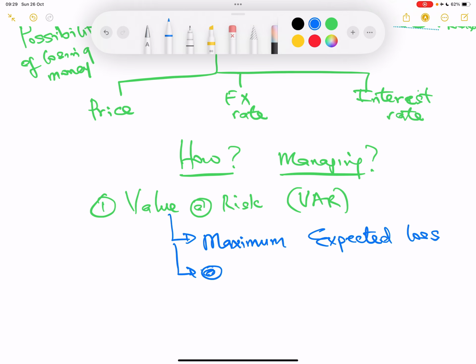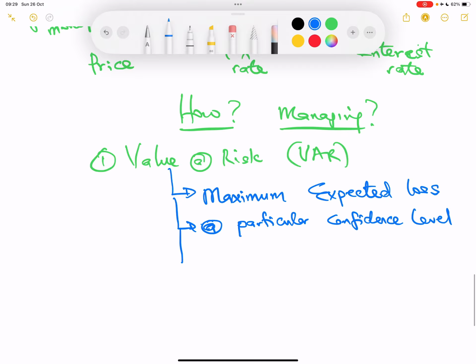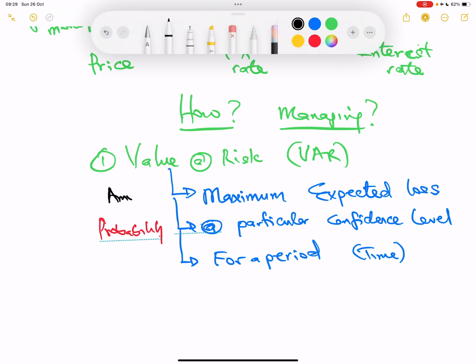At a particular confidence level, that's a probability. And also, not forever, it has to be for a period of time. So you need to have a period, maybe 1 year or 2 years. So this is about time. This is about probability. And this is about value, amount. So these three things must be present in your VAR.